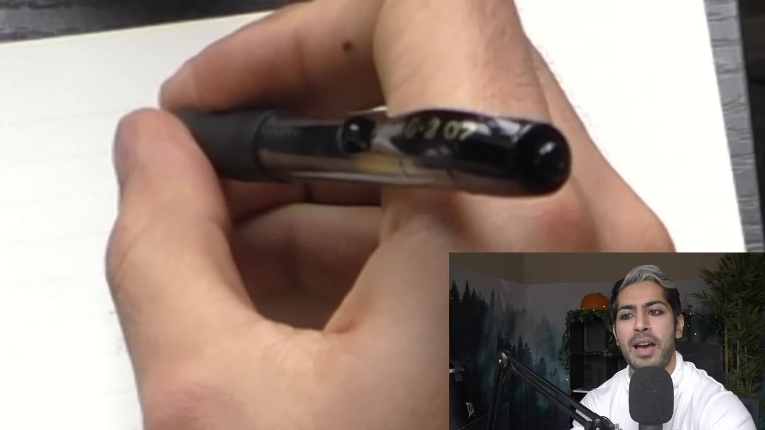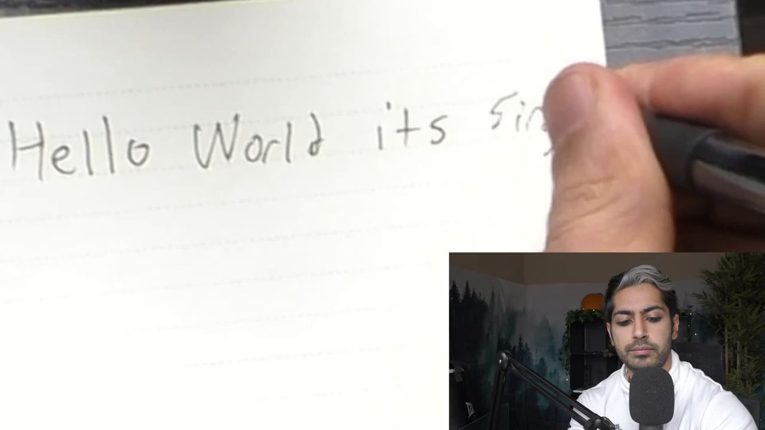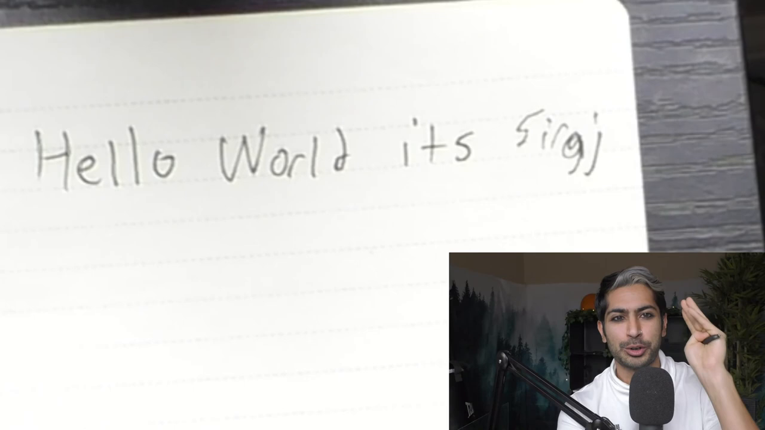So assume we have a sentence, "Hello world, it's Siraj." I just misspelled my own name. So, "Hello world, it's Suraj," okay? This is our text corpus. We have four words, four strings in our text corpus, our training data. This is our training data, and this is our testing data, just four words.